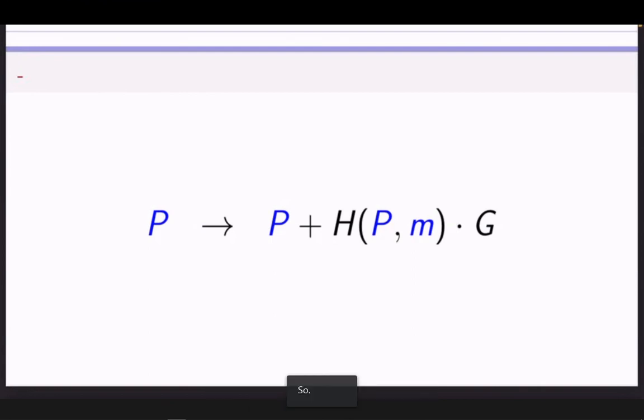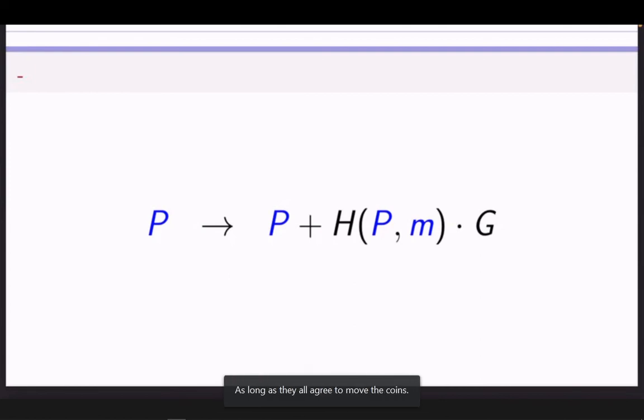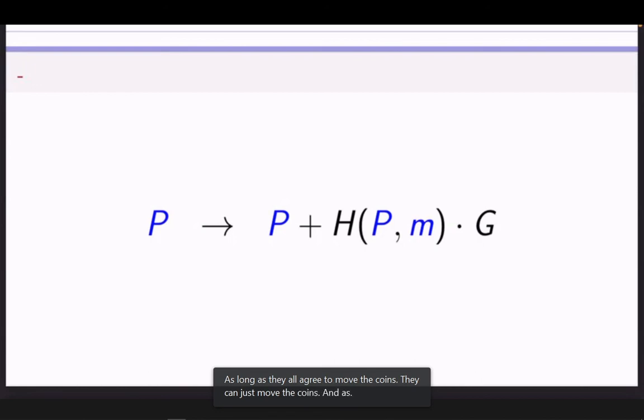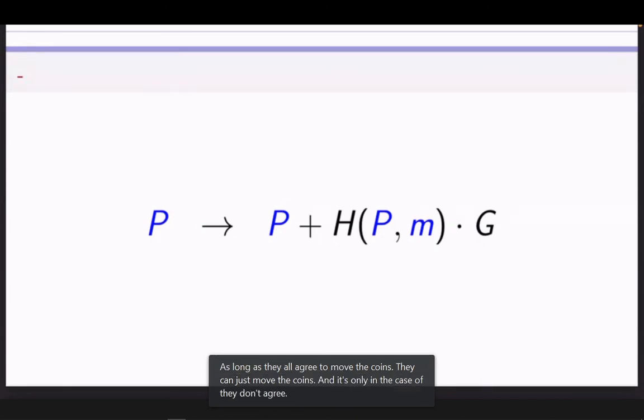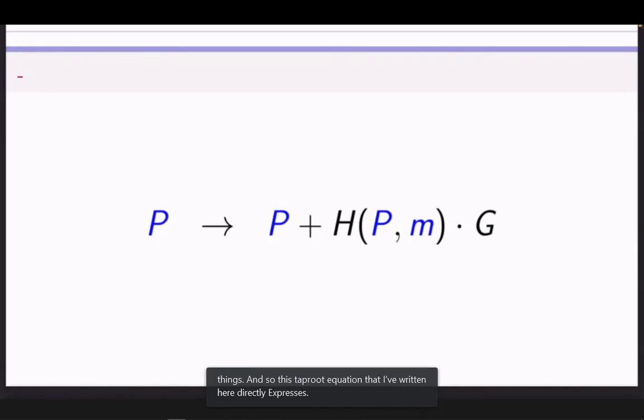So at the beginning of my talk, when I mentioned that we typically have a situation in Bitcoin script where you have a small fixed set of participants, as long as they all agree to move the coins, they can just move the coins. And it's only in the case that they don't agree that you need to defer to script, that you need to use these branches and these ifs and these time locks and all of these complicated things. And so this Taproot equation that I've written here directly expresses that observation mathematically.